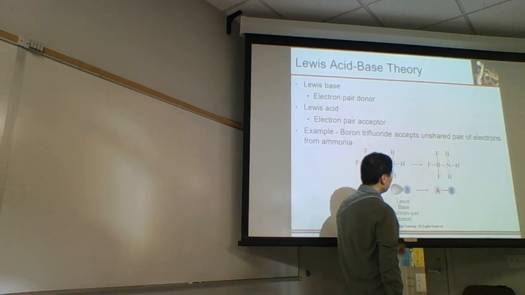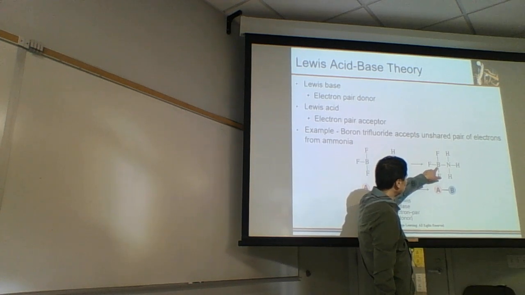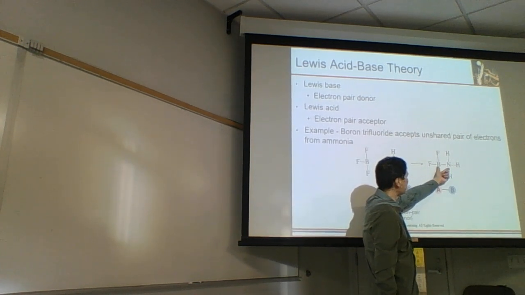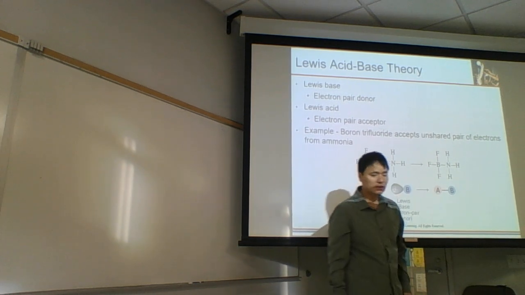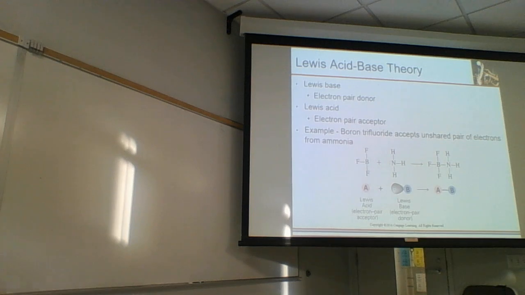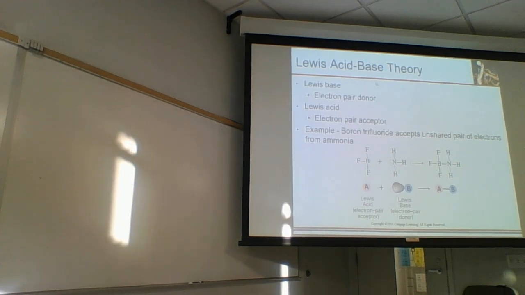Now what happens here is the formal charges change. So boron's going to be -1, nitrogen's going to be +1. And so essentially nitrogen's donating an electron to boron, but that's okay in this case because boron wants an octet. So, Lewis acid-base reaction.